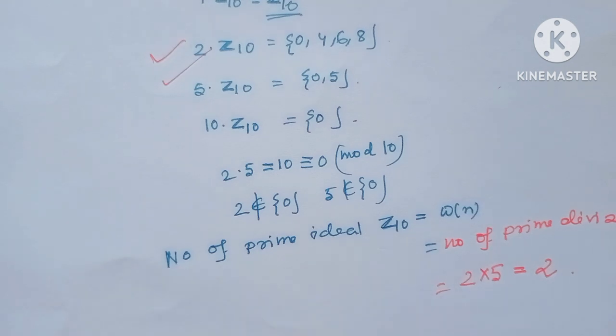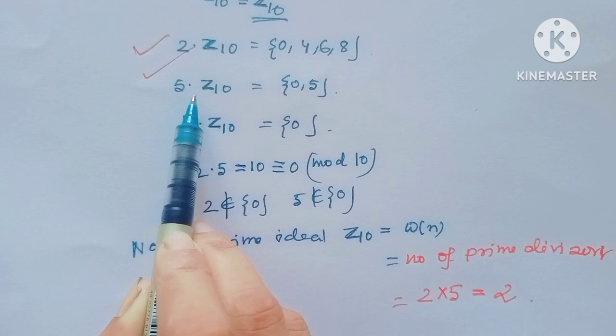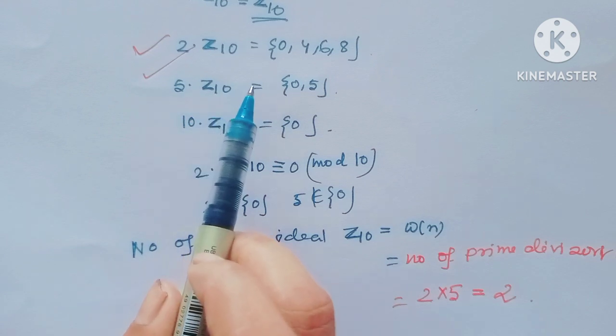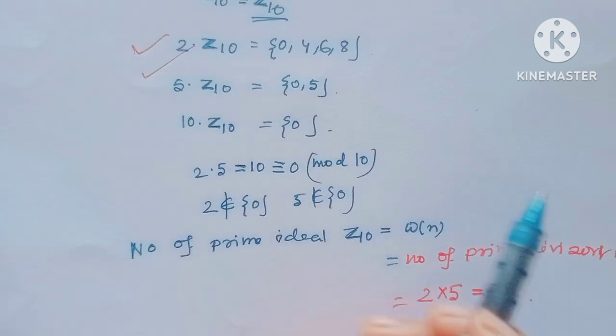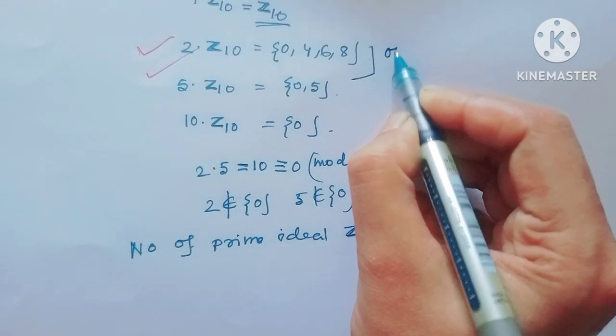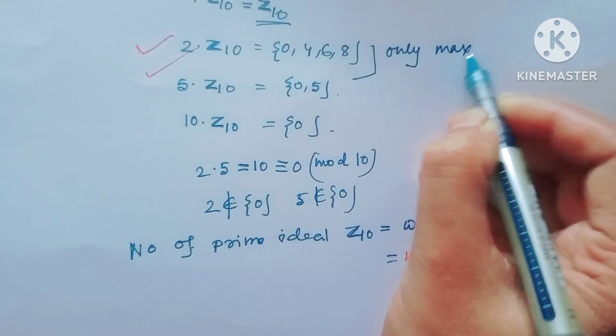Okay? Because for the ideal 2, there exists no proper ideal other than 2 containing it. Similarly, for the ideal 5, there exists no proper ideal other than 5 containing it. So 2 and 5 are the only maximal ideals.